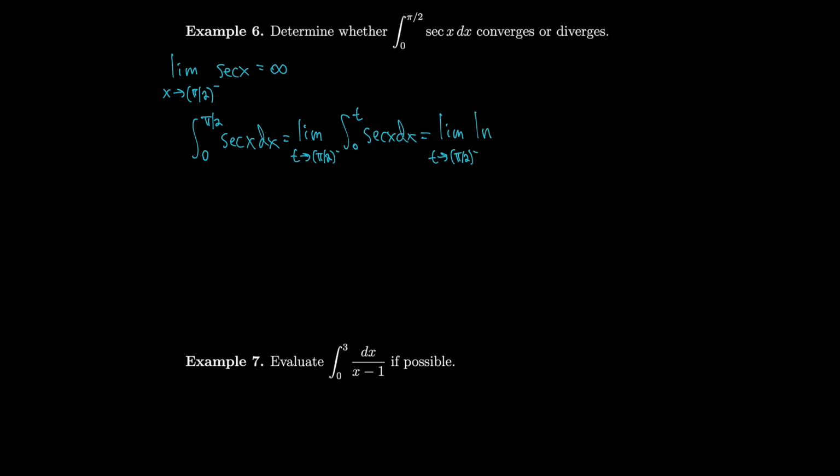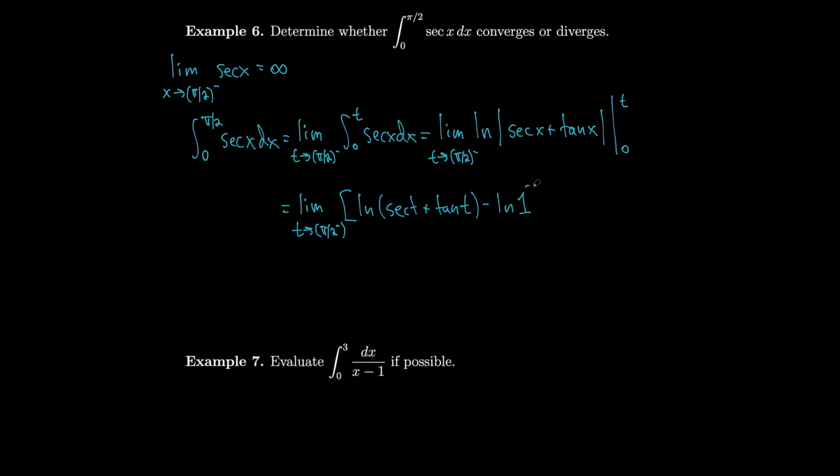So remember, we integrated secant previously. We saw that it's equal to the natural log of the absolute value of secant plus tangent. And we evaluate that from 0 to t. So that's equal to the limit of the natural log of secant t plus tangent t minus the natural log of secant 0 plus tangent 0, which is just 1, so this is the natural log of 1. The natural log of 1 is 0.